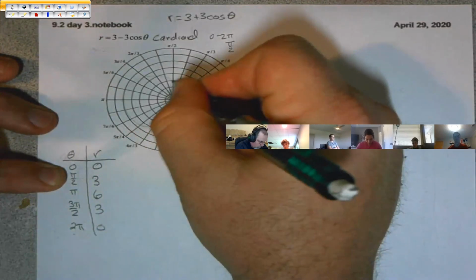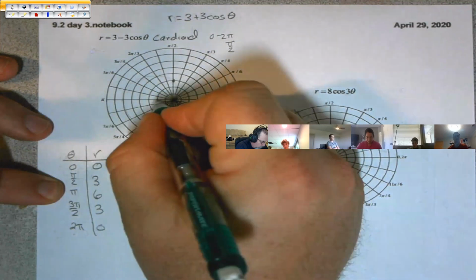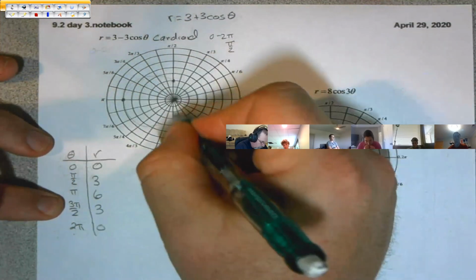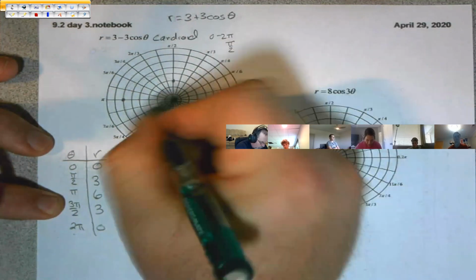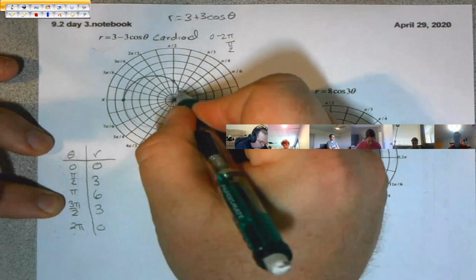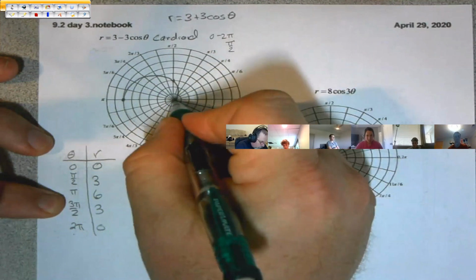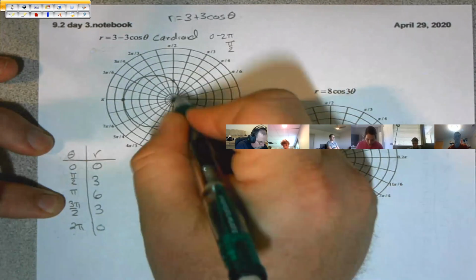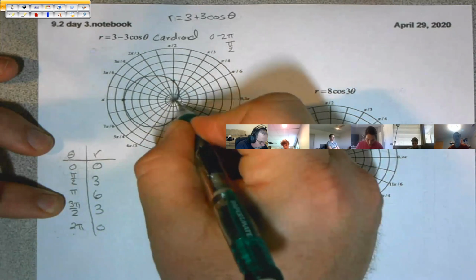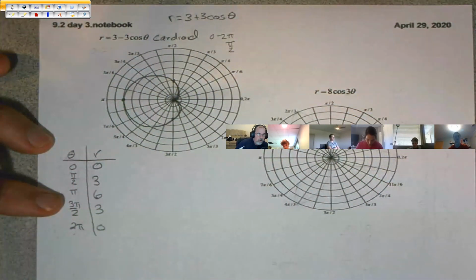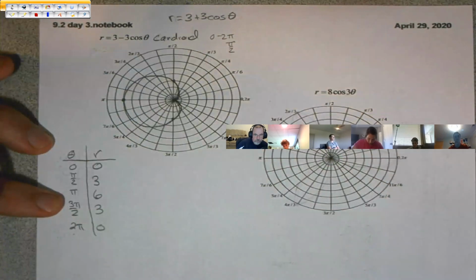Pi over 2 is 1, 2, 3. Pi is 1, 2, 3, 4, 5, 6. 3 pi over 2, 1, 2, 3. And then 2 pi is 0. So we're going to loop around like this. It is a cardioid, and dimpled. Cardioids dimple when they hit the pole. So we'll make sure we exaggerate that a little bit, and then it loops around. So hopefully you have this nice exaggerated dimple there when you graph these, so I can see that you knew it's a cardioid, you knew it needed to be dimpled.